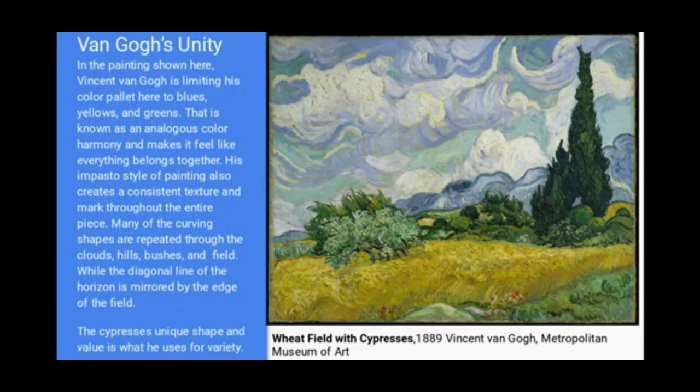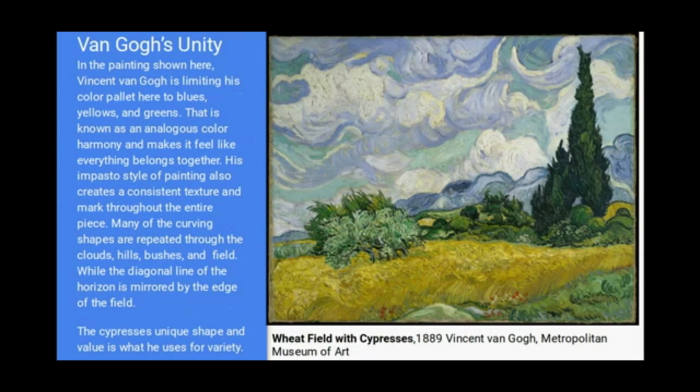Let's take a look at the painting shown here by Van Gogh. In it, Van Gogh is limiting his color palette here to blues, yellows, and greens. That is known as an analogous color harmony, and that kind of harmony makes it feel like everything belongs together. His impasto style of painting also creates a consistent texture and mark throughout the entire piece. Many of the curving shapes are repeated throughout the clouds, hills, bushes, and the field.